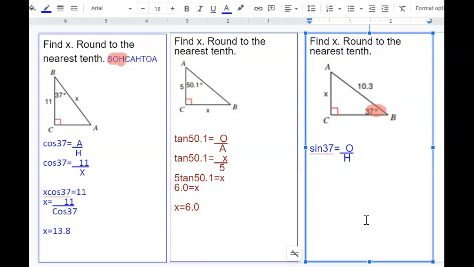Now, but what's our opposite? Our opposite is x. So you have sine 37 equals x over, our hypotenuse is 10.3. Now we'll go ahead and cross multiply by 10.3 to have 10.3 sine 37 equals x. All right, x is already by itself, so all we do is evaluate 10.3 sine 37.